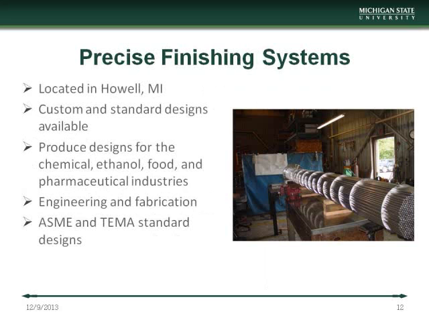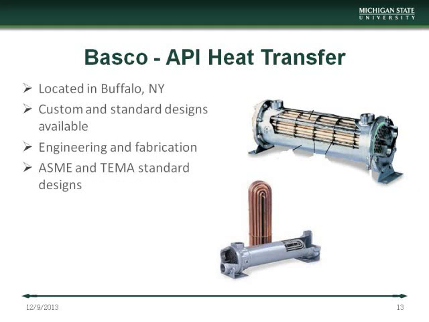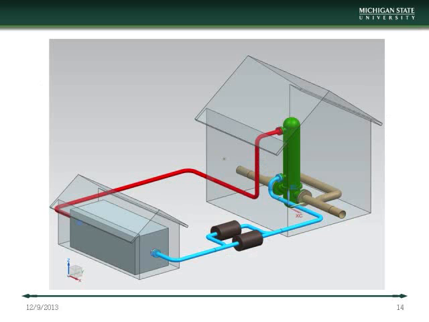2 potential suppliers were identified, including Precise Finishing Systems, which is located in Howell, Michigan. They can produce custom and standard designs, provide engineering and fabrication, and can produce designs to ASME and TEMA standards. The second potential supplier included API Heat Transfer, which is located in Buffalo, New York, and can also produce custom and standard designs. A sample diagram is shown where the heat exchanger is shown in green, the pumps for the heating system are shown with black cylinders, and the heating fluid piping is represented with the red and blue piping.